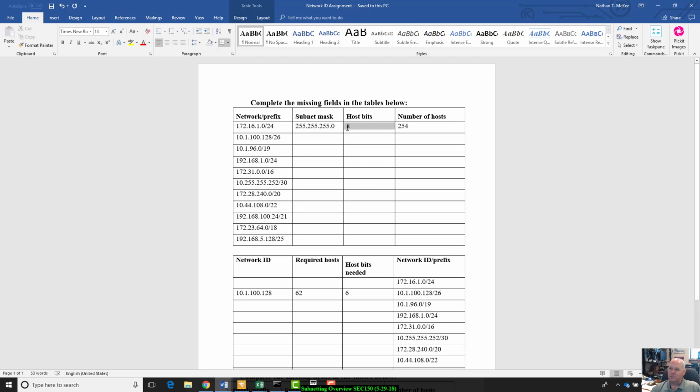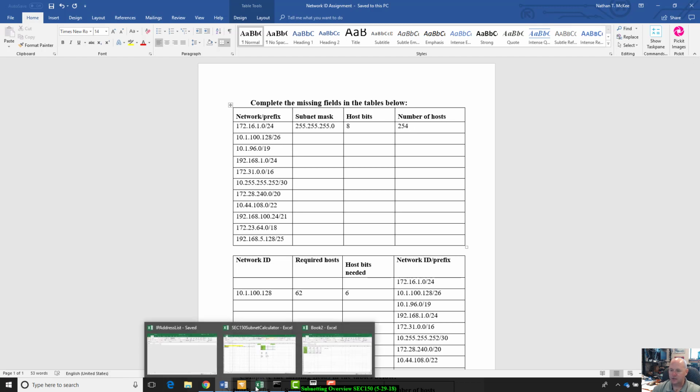You'll have 8 subnet bits and 254 hosts. The reason you have 254 hosts, not 256, is that your first address, which is 0, is going to be your network ID. And the very last address is going to be 255, and that's your broadcast address. Neither one of those you're going to assign to hosts. Now, I put something up on Moodle.